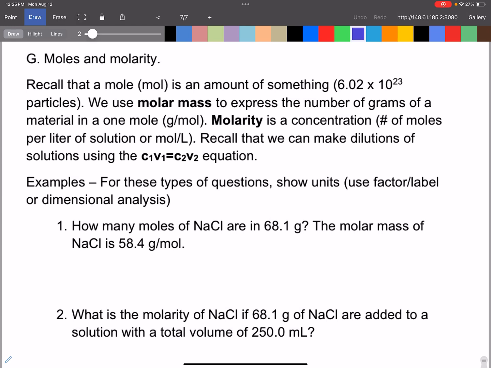It's important in biochemistry, especially when we're in the laboratory, that we're able to express amounts and concentrations of various molecules. So I just want to take a few minutes here and be sure that we understand moles and molarity and some of the calculations that are surrounding those things.